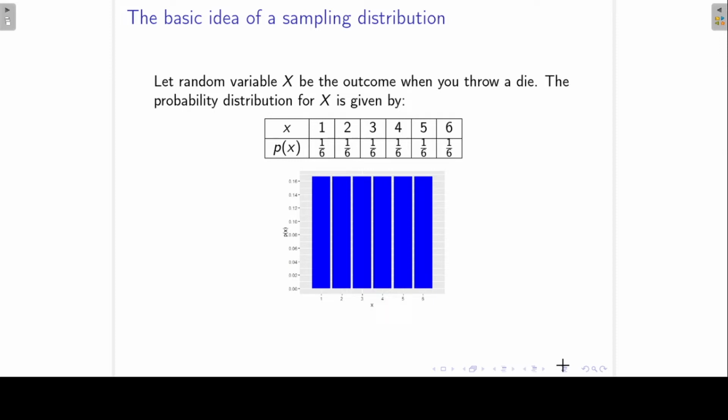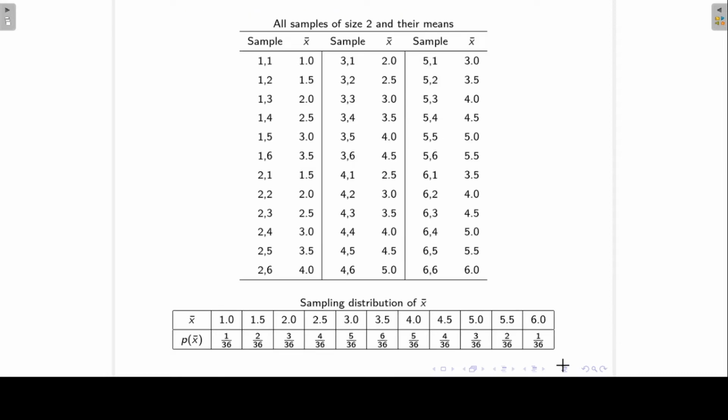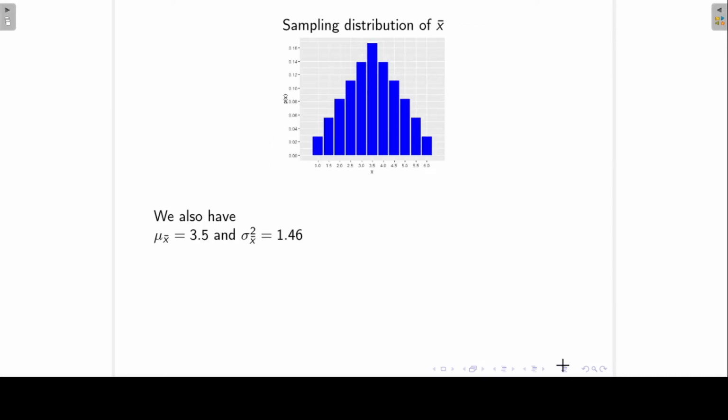And then we also have the probability distribution in a graph. We then took all possible samples of size 2 from this population, and we calculated the sample mean for each of these samples, and we've set up the sampling distribution of x bar, and that's given at the bottom of this slide. And then also the sampling distribution in a graph form, and we see that it's symmetrical and almost bell-shaped. Then what we also saw is that the mean of the sampling distribution is equal to 3.5, which is the same as the mean for the population.